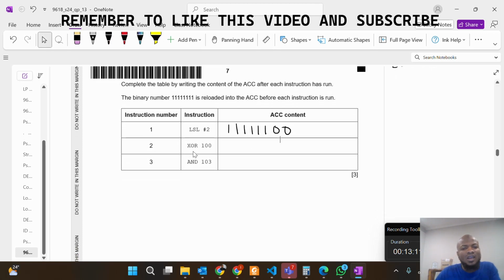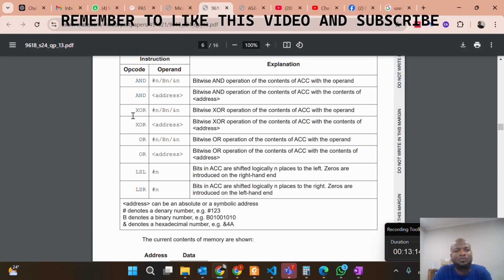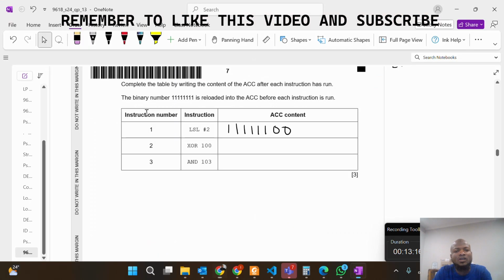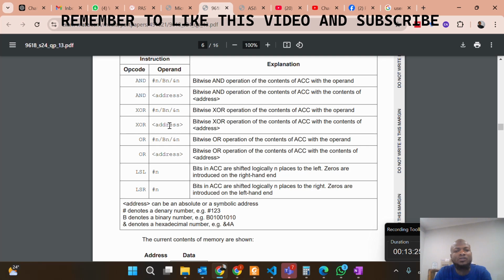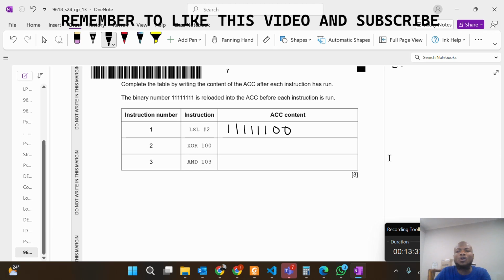Now the next thing, XOR 100. So you go to the table, XOR 100. This 100 is not a number, it is an address because it does not have a hash. I hope this is understood. Now XOR address means bitwise exclusive OR operation of the content of the accumulator with the content of the address. So we do the exclusive OR operation of the content of the address and the content of the accumulator. Is this understood? Now, what is the content of the accumulator? That is 8 ones, 1, 2, 3, 4, 5, 6, 7, 8.